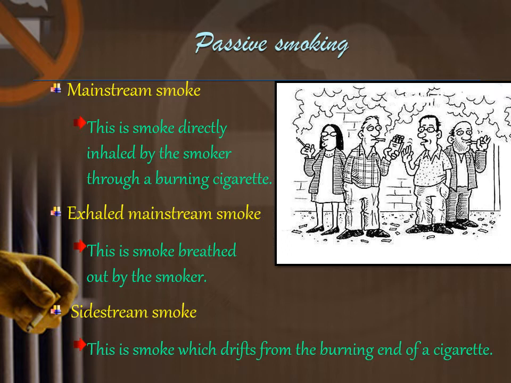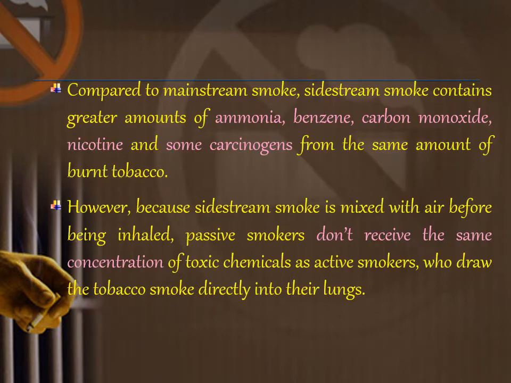Now, passive smoking. Mainstream smoke: this is smoke directly inhaled by the smoker through a burning cigarette. Exhaled mainstream smoke: this is smoke breathed out by the smoker. Then the side stream smoke: this is smoke which drifts from the burning end of a cigarette. It contains nicotine and some carcinogens from the same amount of burnt tobacco. However, because side stream smoke is mixed with the air before being inhaled, passive smokers don't receive the same concentration of toxic chemicals as active smokers, who draw the tobacco smoke directly into their lungs.